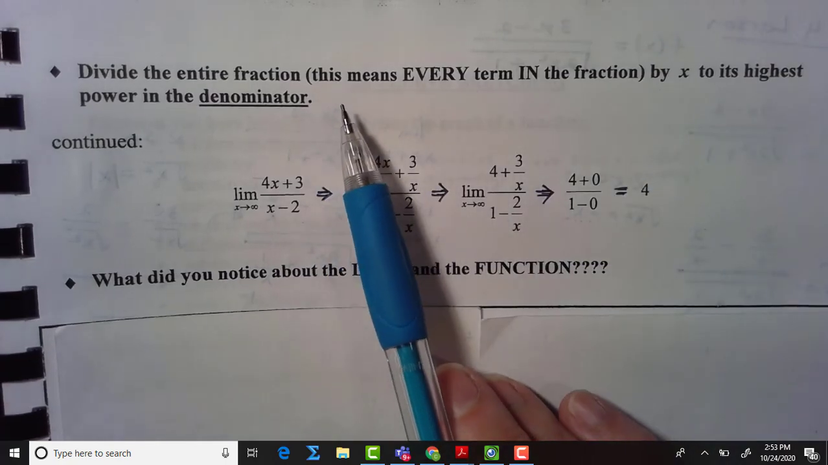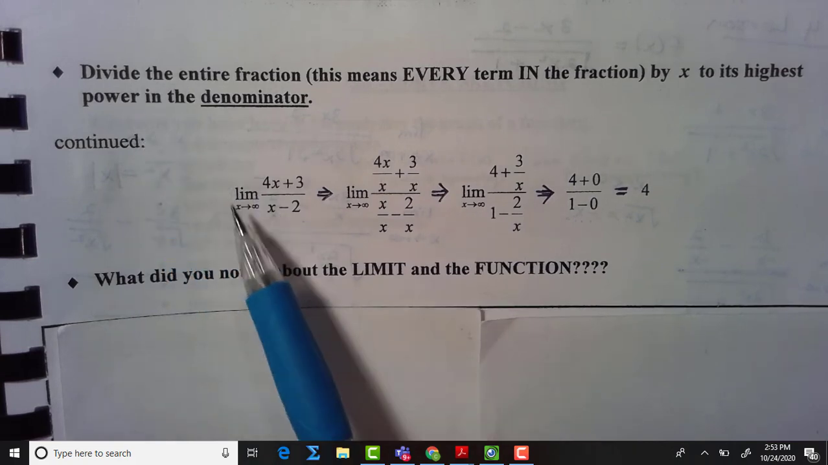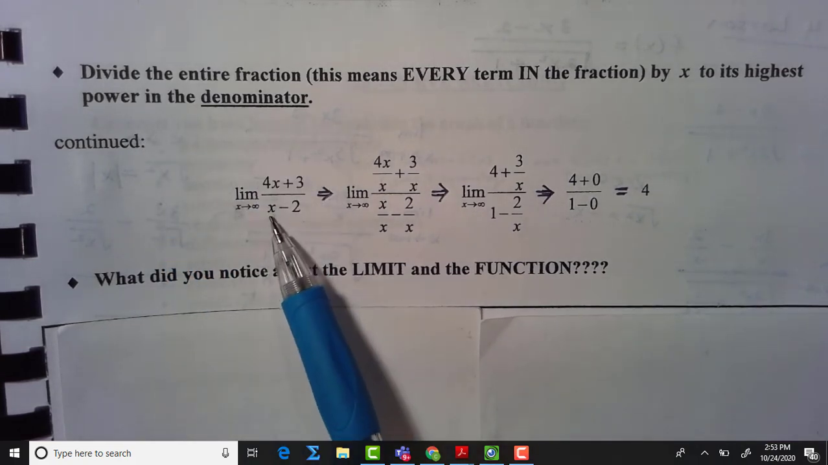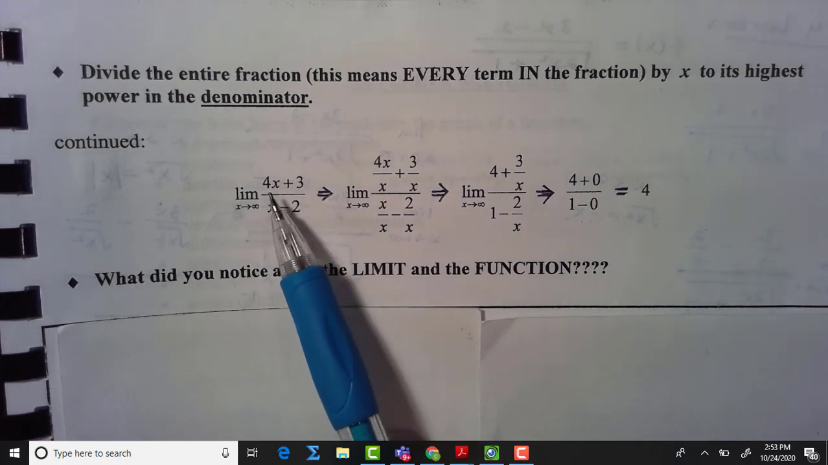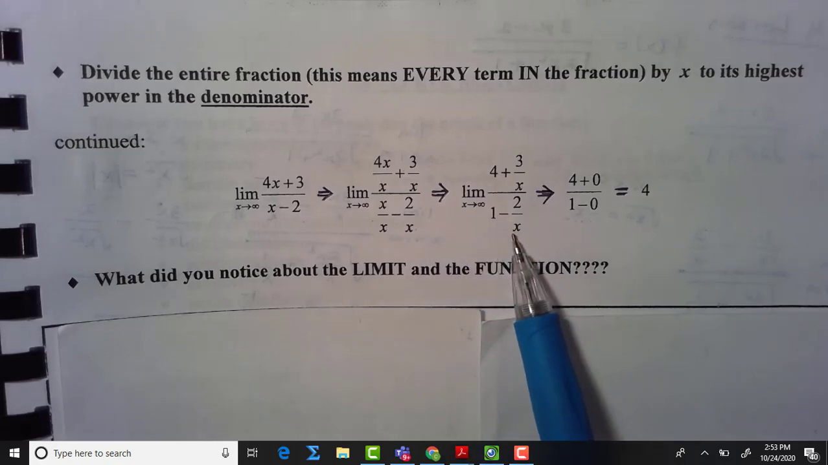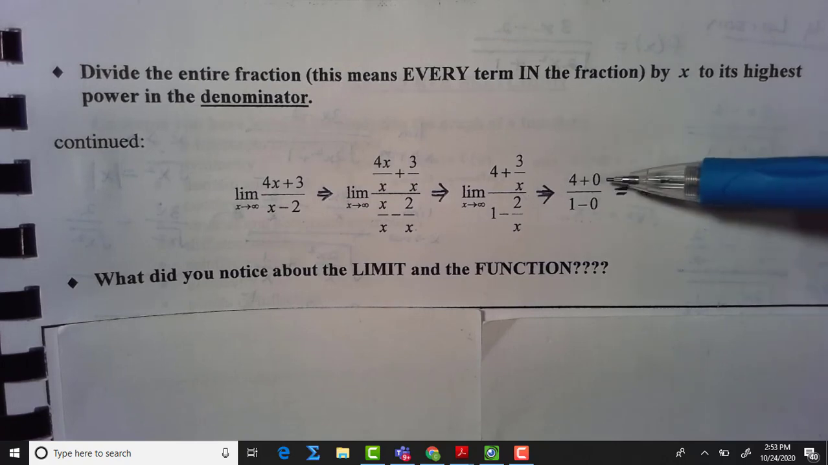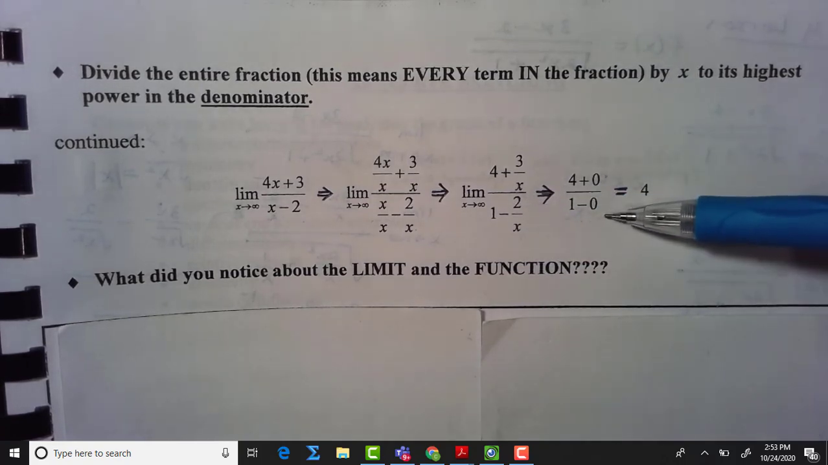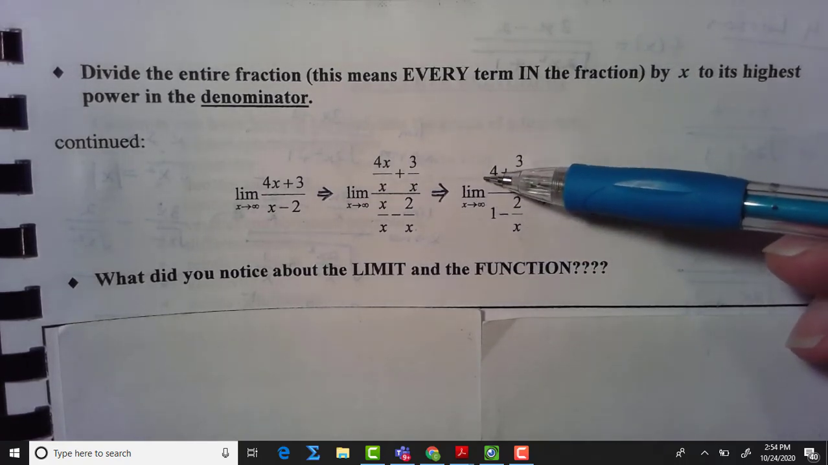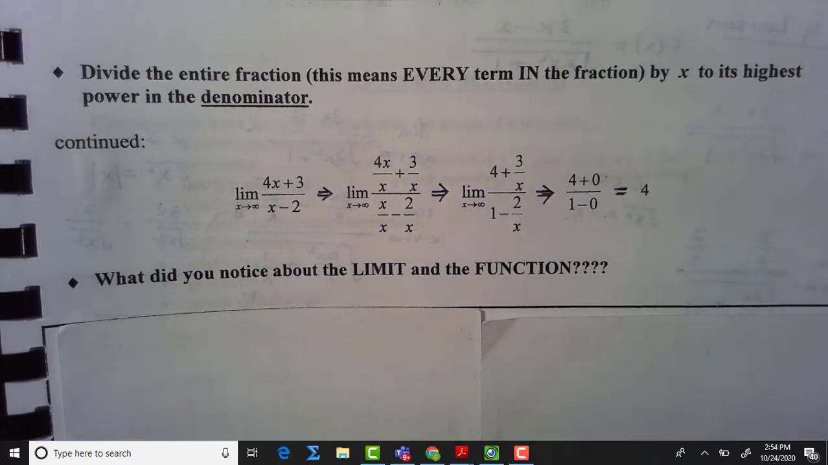Divide the entire fraction, this means every term in the fraction, by x to its highest power in the denominator. So if we look in the denominator, the highest power I have on x is x to the first. So we're going to divide every single term in the fraction by x and reduce. And notice that as x goes to infinity, this part goes to 0. This part goes to 0. The limit as x goes to infinity of the constant is the constant. And I get 4.